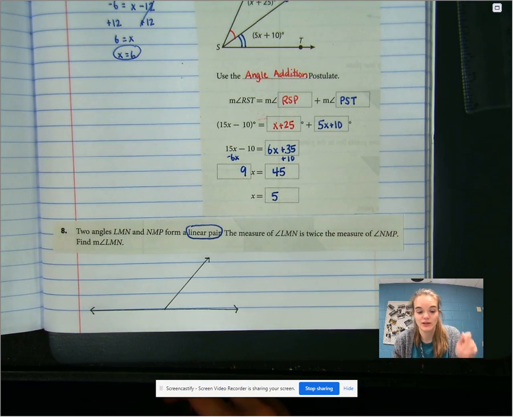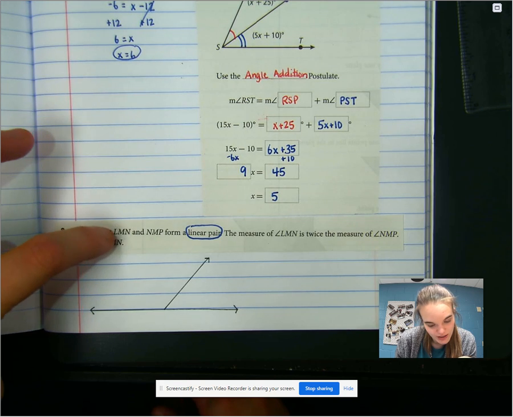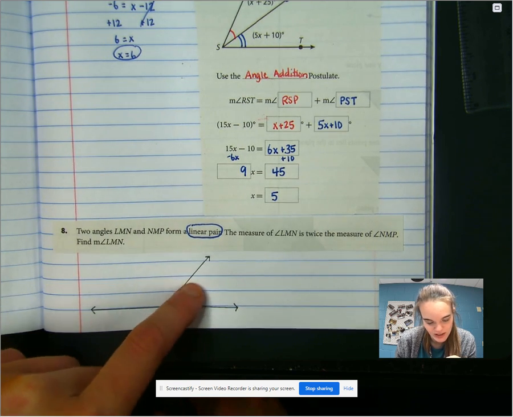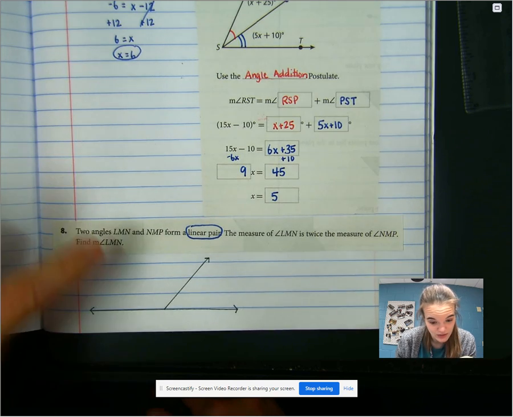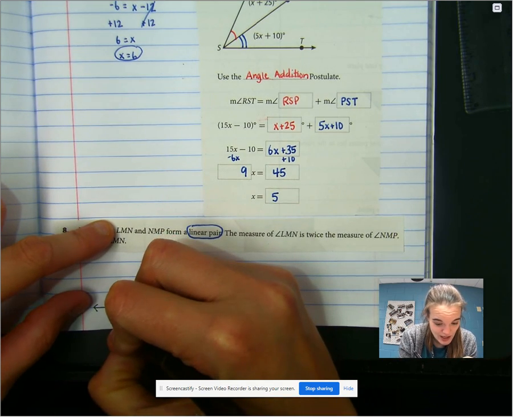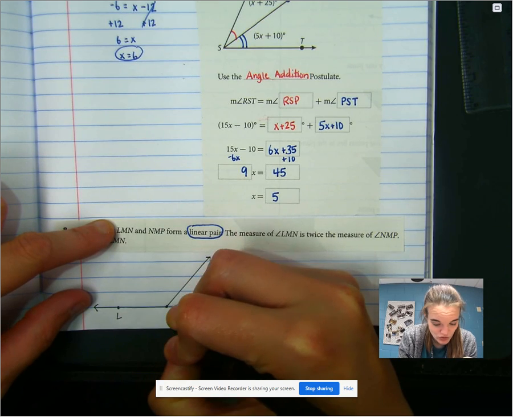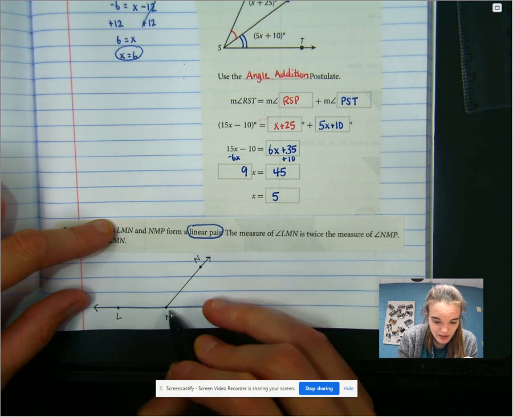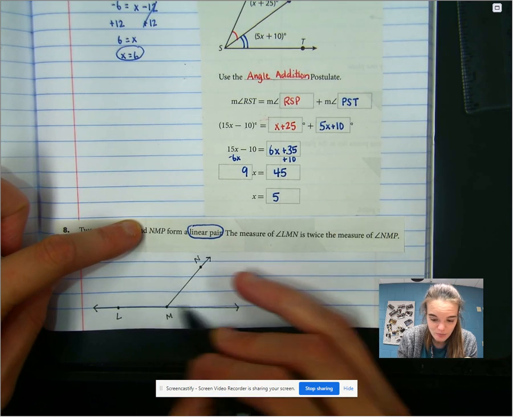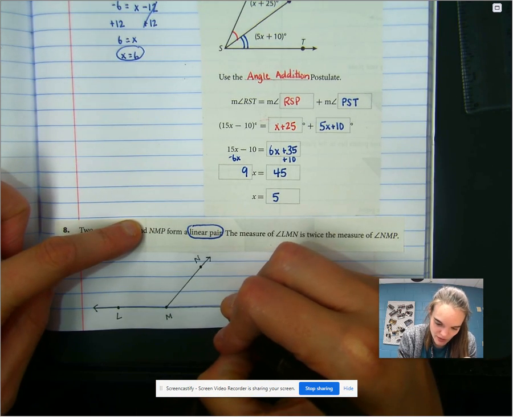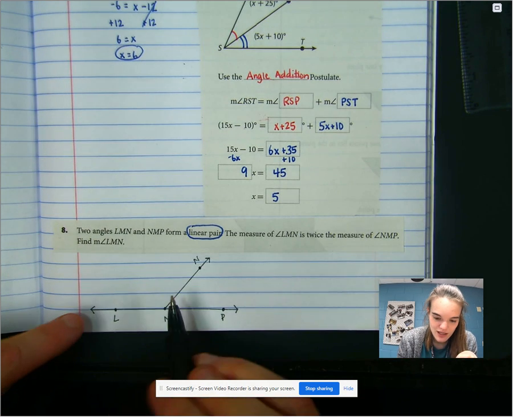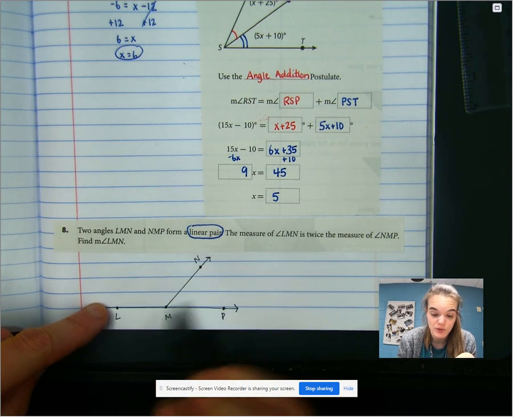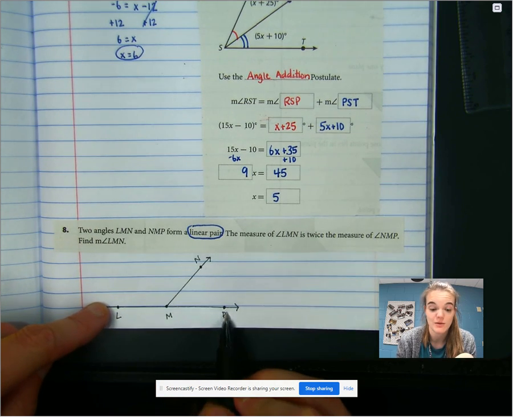Now I need to label it. Two angles LMN, one of these is LMN, and NMP, one is NMP. And I normally am just going to start at the left and work my way up. And I'm going to have to make sure that works. You'll see what I mean in a minute. So LMN. Can I make NMP? Yes, so I've done it correctly. See, if I had done it the other way, I wouldn't have had an N or an M over here. So be careful and go in the order they speak about it up here.